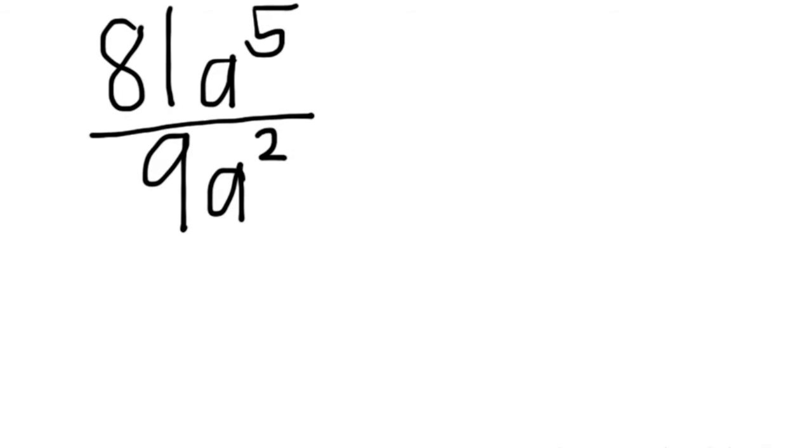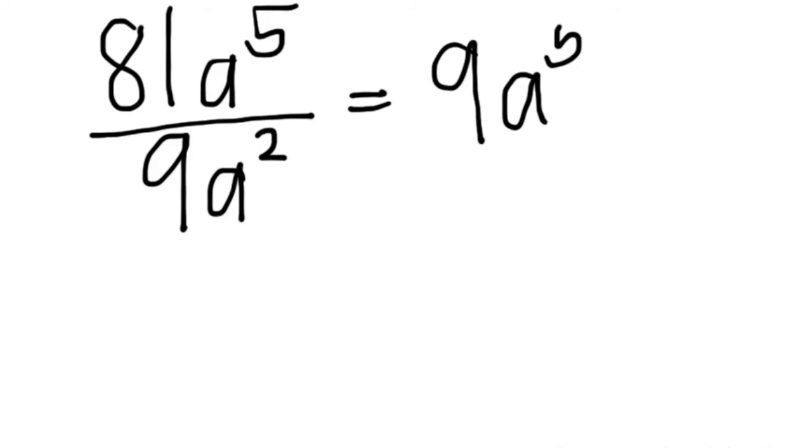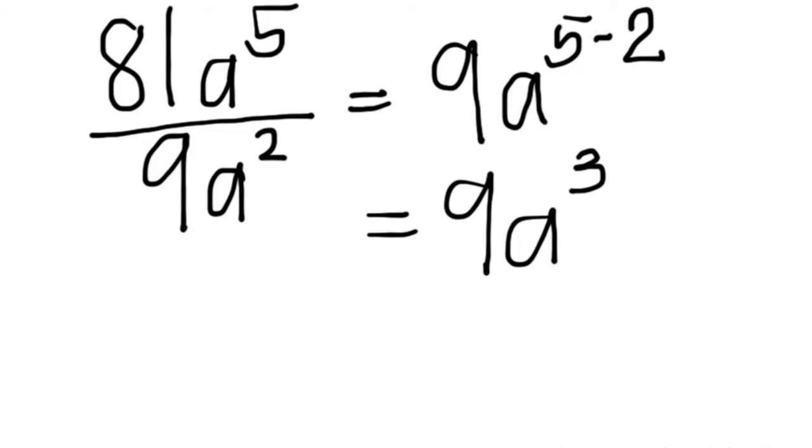Next, 81a raised to 5 over 9a squared. So, by applying the law of exponent, we are just going to divide the constant, which is 81 divided by 9. So we are going to have 9. And then a raised to 5 minus 2. Subtract lang natin yung exponent. So 5 minus 2, we are going to have 9a raised to 3.